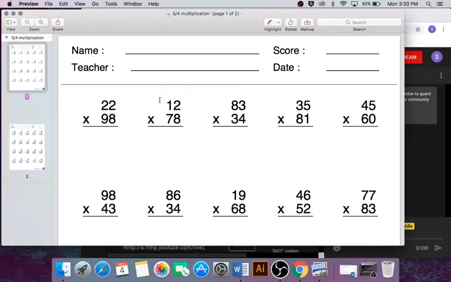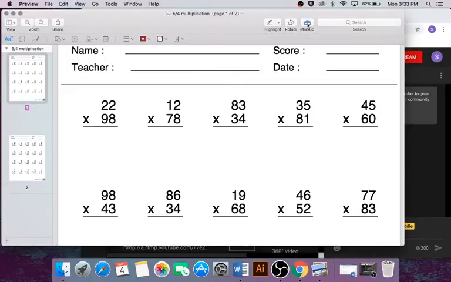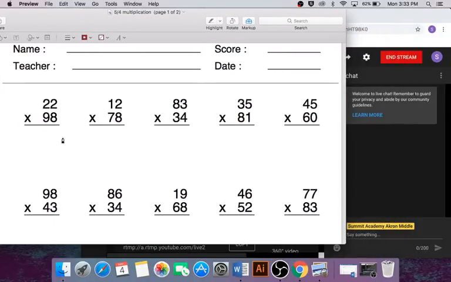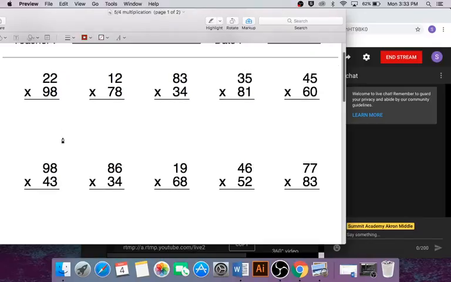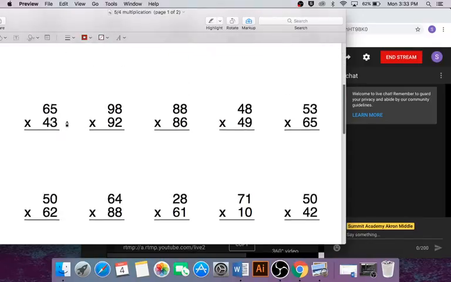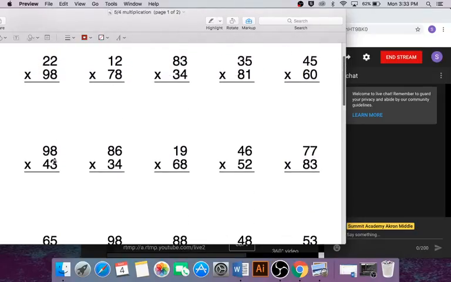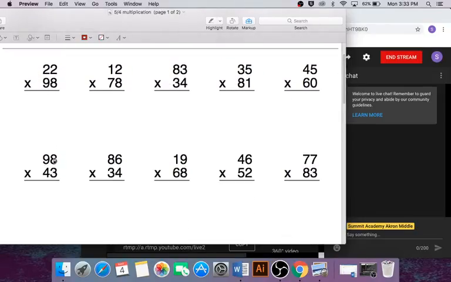This week I have multiplication examples that we're going to go over and do together. They are all 2-digit by 2-digit. So we're going to do them the same way as we did the ones previously. I think there's 20 of them that we're going to work on this week.